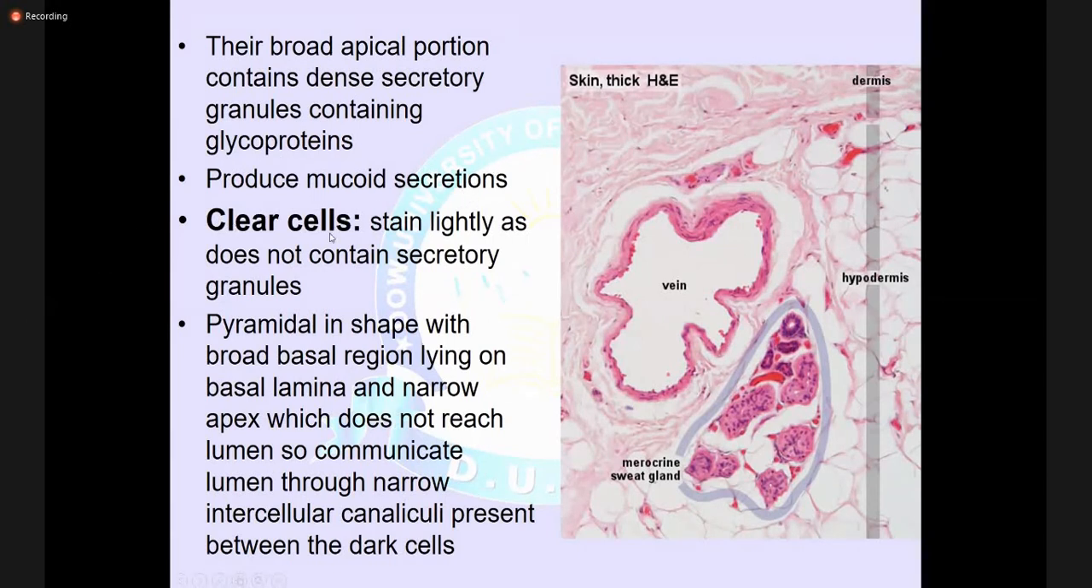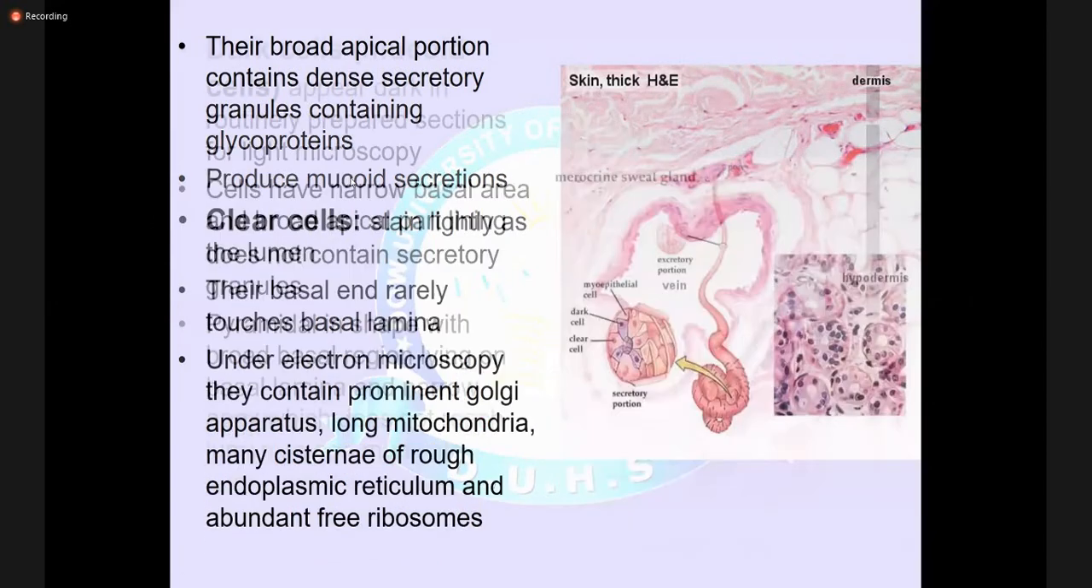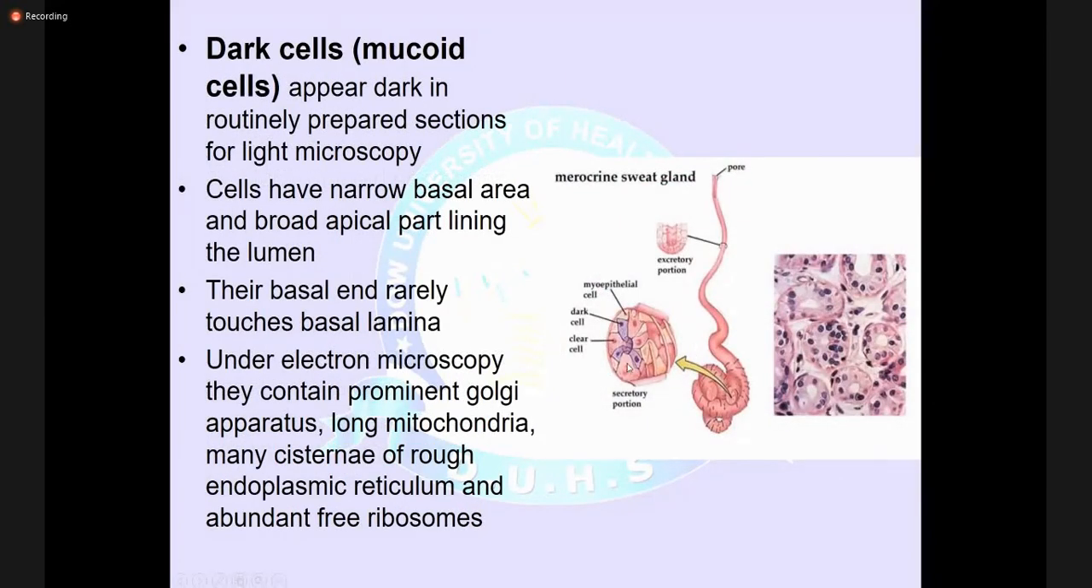Now, come to the clear cells. These are the clear cells.